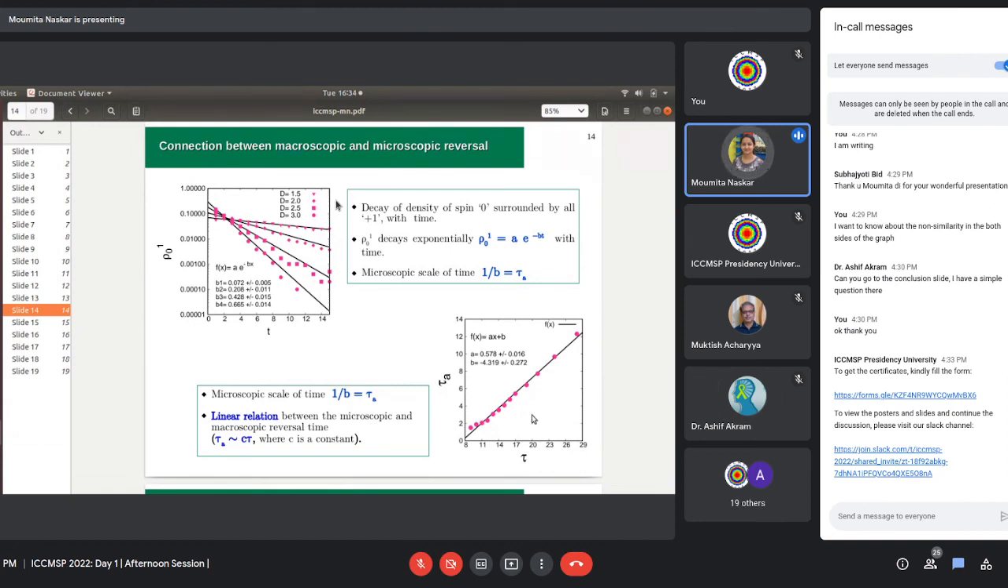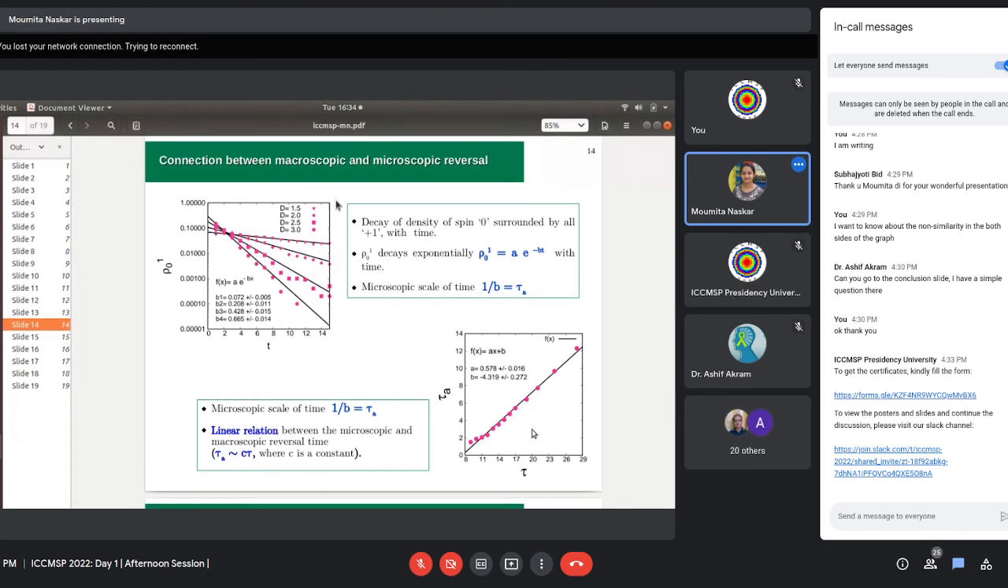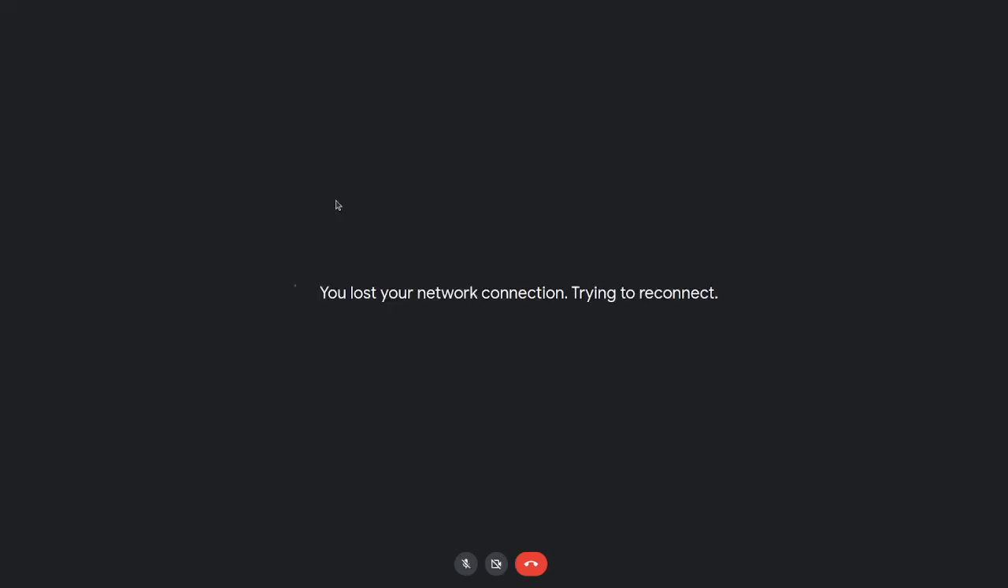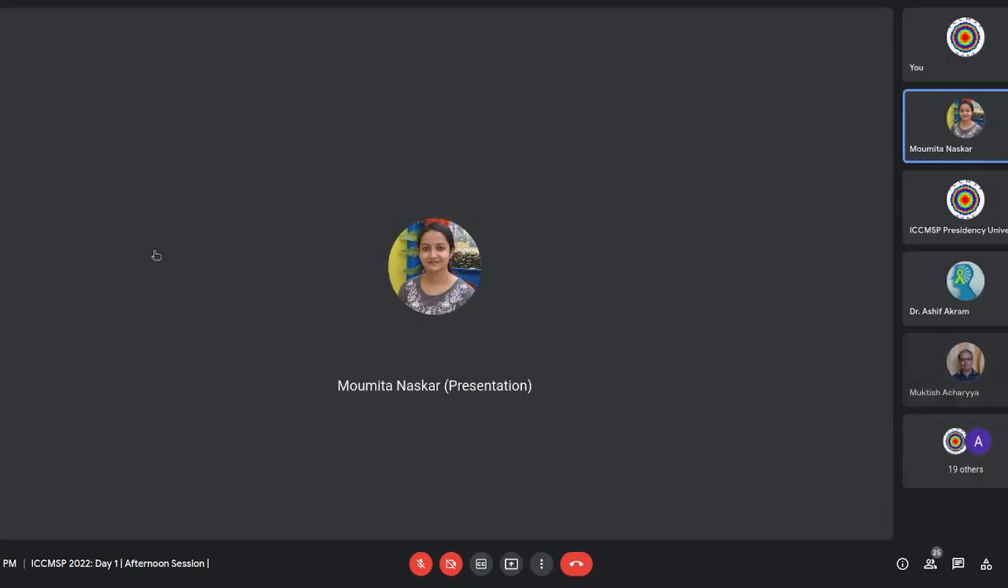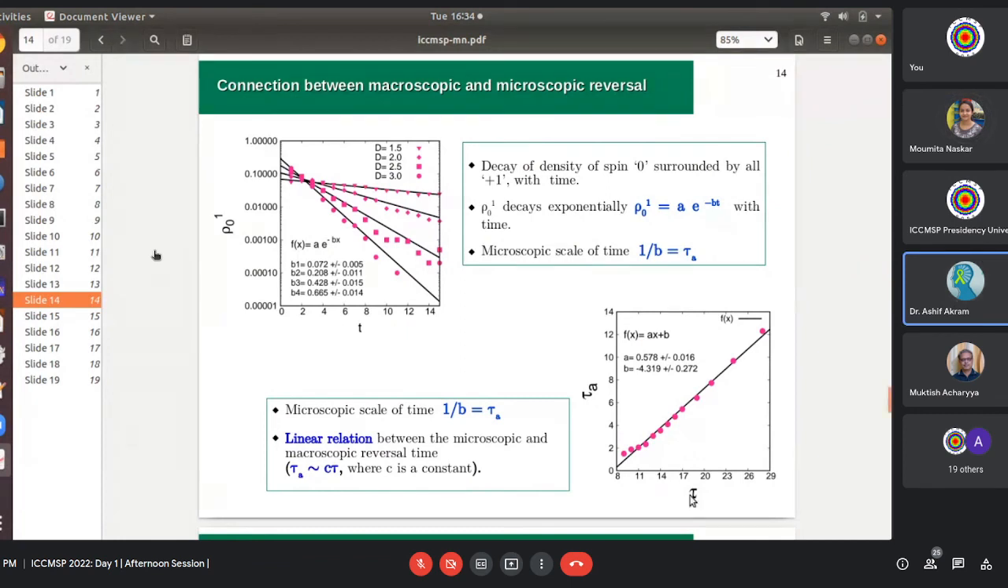I'm showing here Monte Carlo simulation. So what I'm saying is tau by tau a. If you take the actual slope of the experiments, will that be order one like here, or will it be some order 10 or higher order? No, definitely tau is greater than tau a.